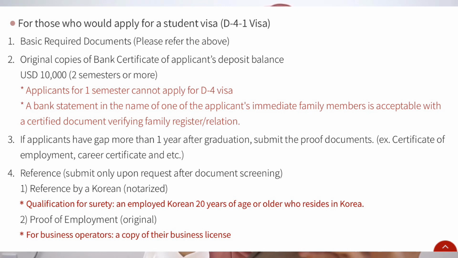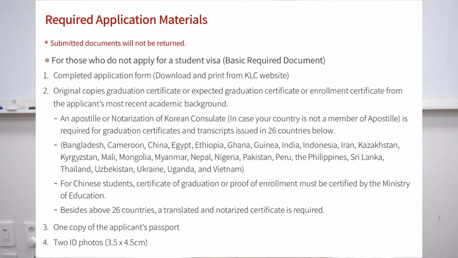The third one, if applicants have taken more than 1 year off after graduation, submit proof documents, for example, a certificate of employment or career certificate and so on. And the fourth one is the reference. You only need to prepare this if the admission team requests it. If they do not ask for it, then don't prepare it and don't give it, okay? That's very simple. So let's go back to the required application materials. This is the basic required documents.